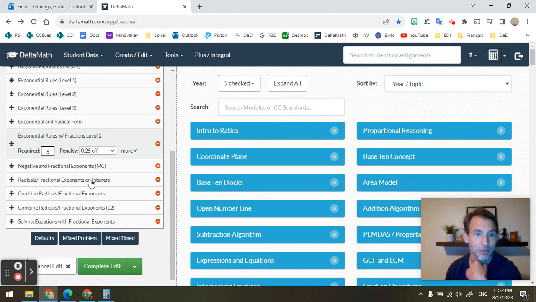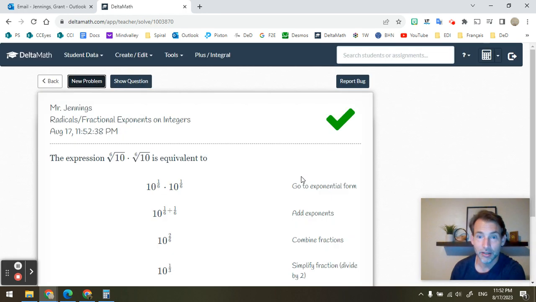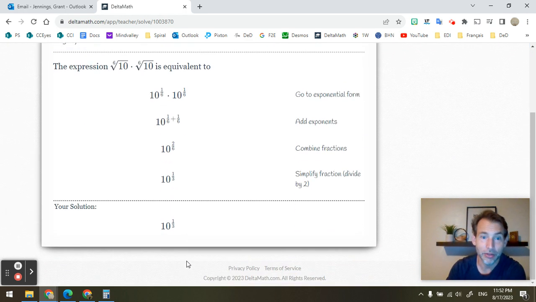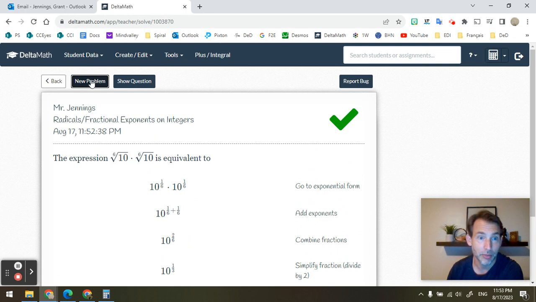Okay, so those are those skills: radicals and fractional exponents on integers. Let's take a look at this skill. If we have the 6th root of 10 multiplied by the 6th root of 10, what is that? Well, it's the 3rd root of 10. So put it in exponential form, add the exponents together, reduce your fraction, 10 to the 1/3, and that's what they wanted. Also, the 3rd root of 10 would have been another possibility.